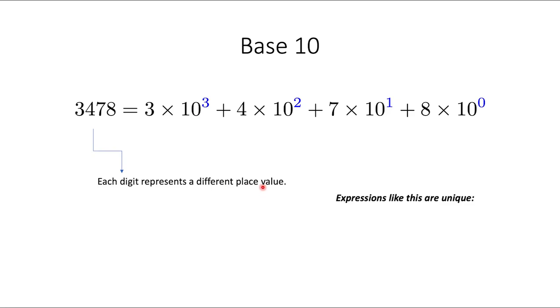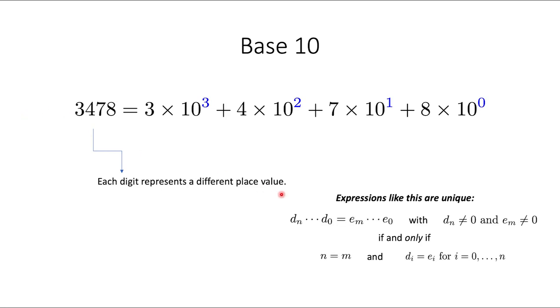One important feature of this system, which is extremely crucial in the way that we use it, is that expressions like this are unique. In other words, the quantity 3,478, which is represented in this base 10 system by this string of numbers, cannot be represented by any other string of numbers. Except, of course, if you add zeros on the left-hand side. But we'll ignore that. So let's make this mathematically precise. This may look a bit complicated, but I'll break it down.